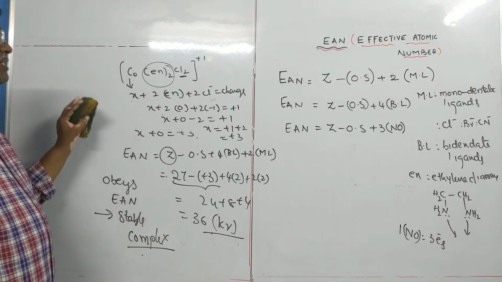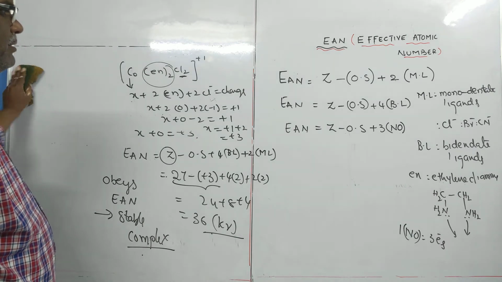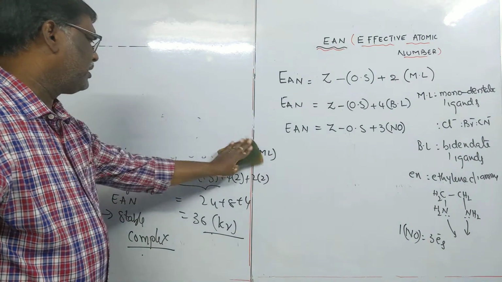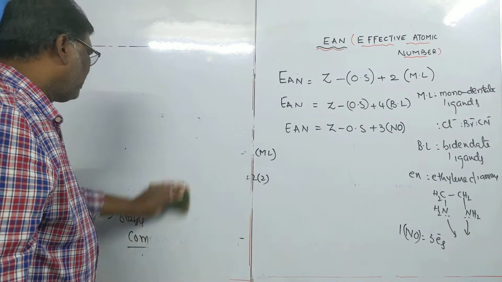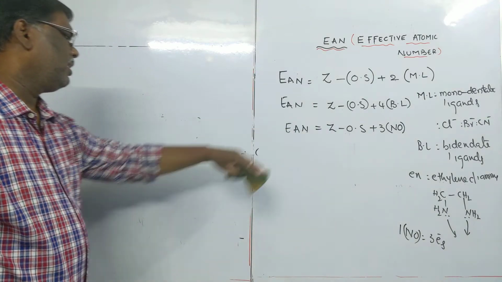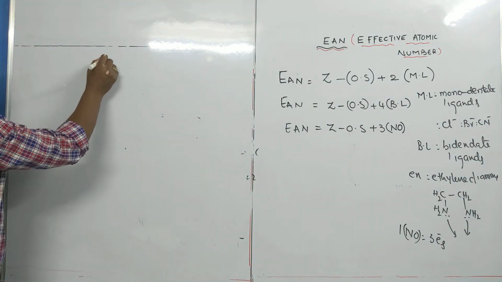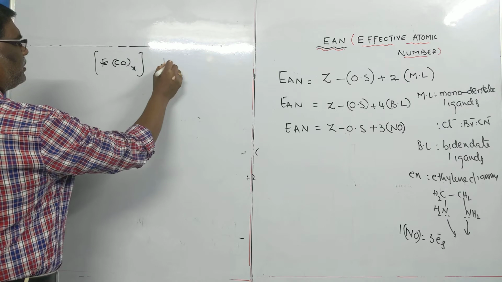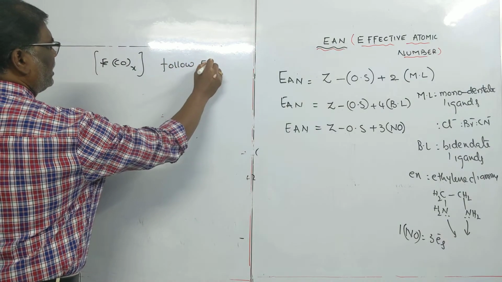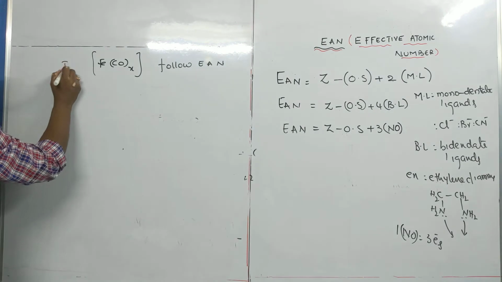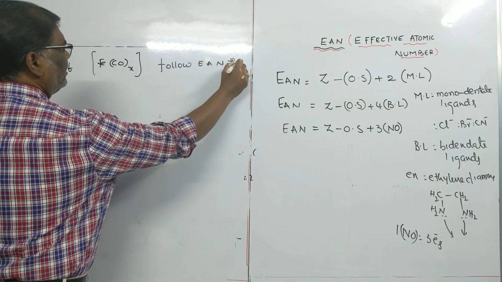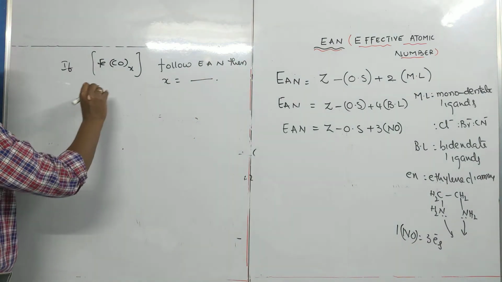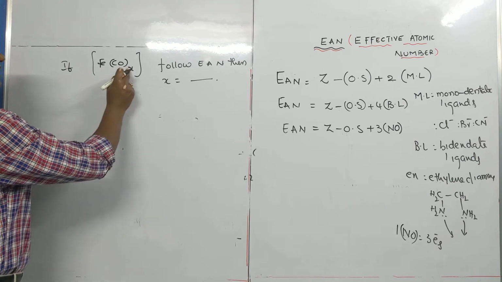Okay. Sometimes they will ask the question to find the charge of complex, to find the number of ligands, like that. Now one question: let us suppose they gave Fe(CO)x. This follows EAN. If this complex follows EAN, then x is equal to what? Now we will calculate the x value.